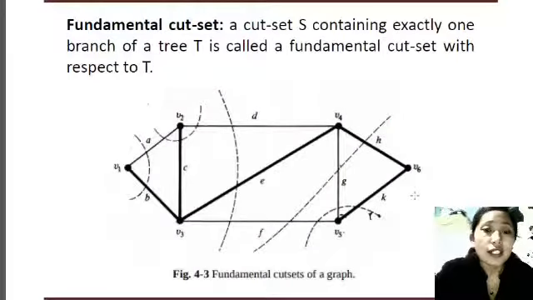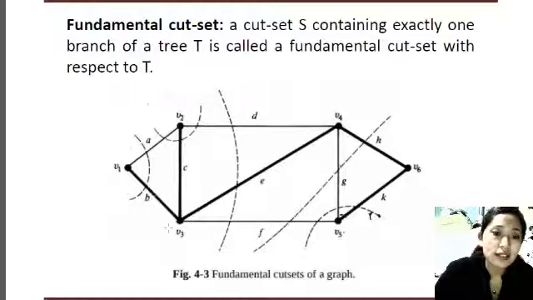This fundamental cut set is related to spanning tree. Suppose for a given graph we have got a spanning tree. Let us say this bold line is the spanning tree of the given graph. Now, if you are finding all possible cut sets which include exactly one branch of the spanning tree, like for example this cut set, it is having exactly one branch of the spanning tree, like this one, which is having one vertex on one side and all other vertices on the other side. So this is also a fundamental cut set.